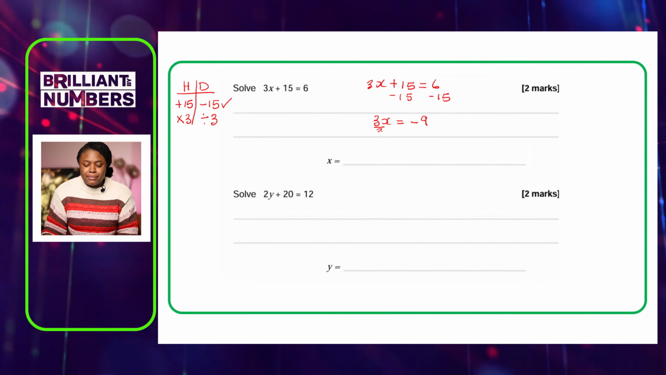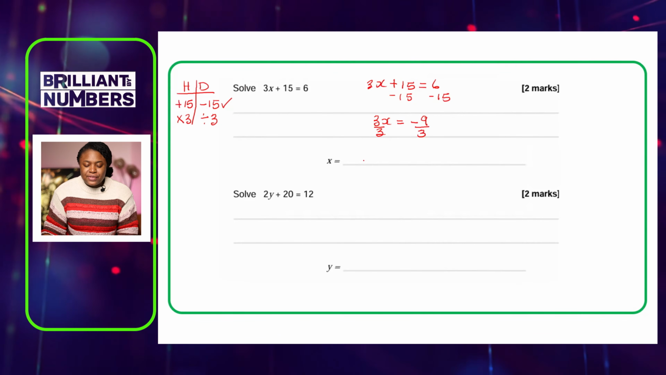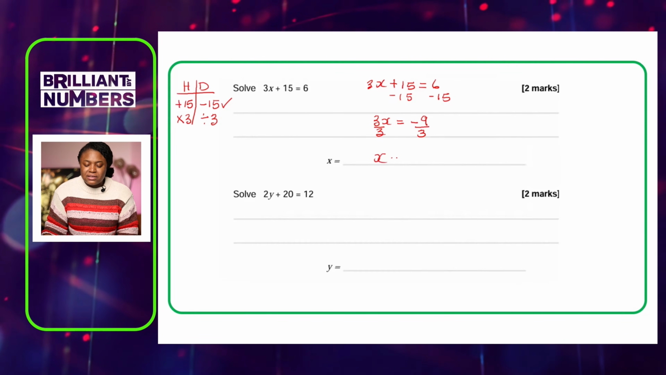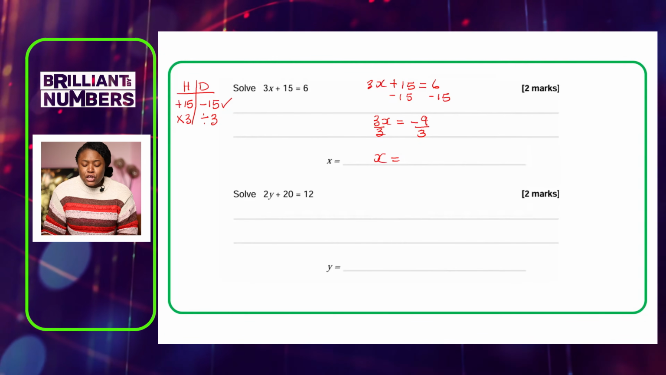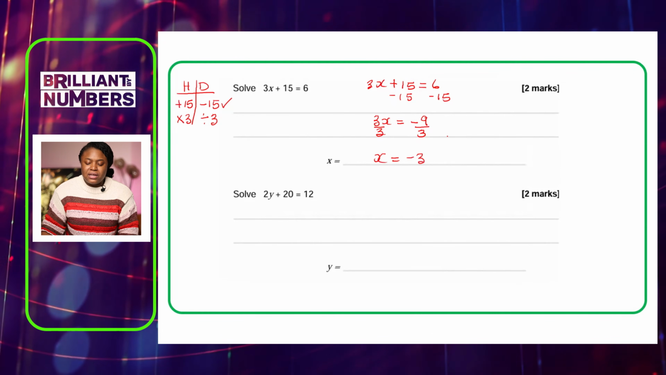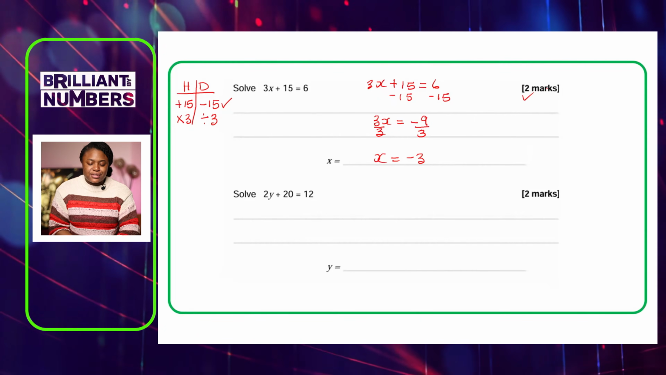Now we need to divide both sides by 3. So therefore, we're left with x on the right hand side. We also have that on the answer line already. I'm just writing my own. So minus 9 divided by 3 is minus 3, and that's for 2 marks.